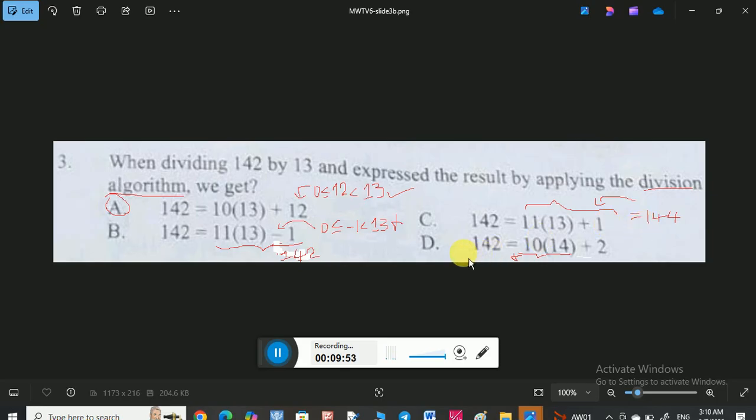And the last choice, D, is also not correct, because 142 is, yes, 10 times 14 plus 2, but when we divide 142 by 13, 13 should appear as the divisor here, as it is the divisor of the given division. It should have been included here. So D is not correct. The only correct answer is A, and so the answer is A. Let us move to the next.